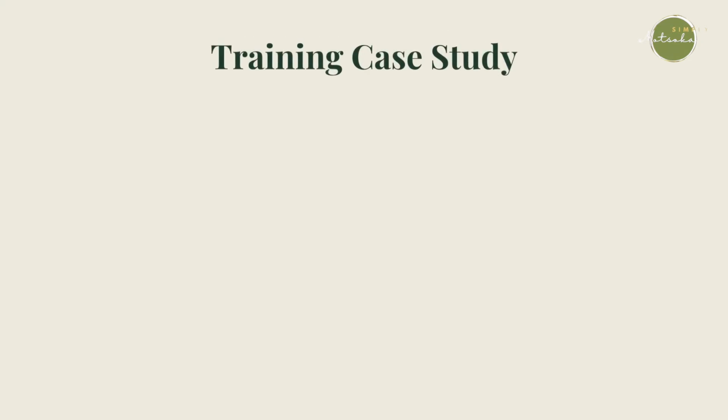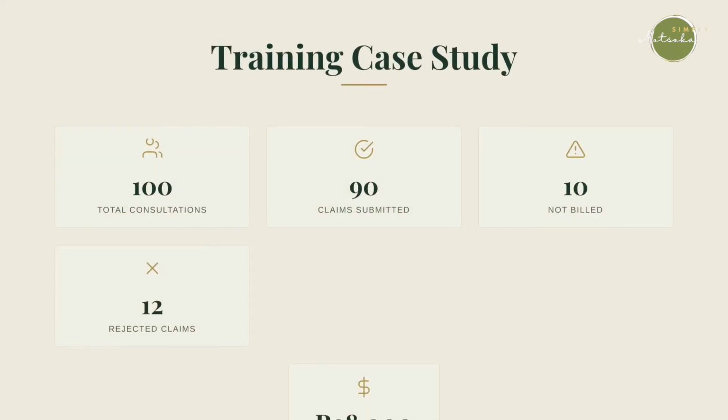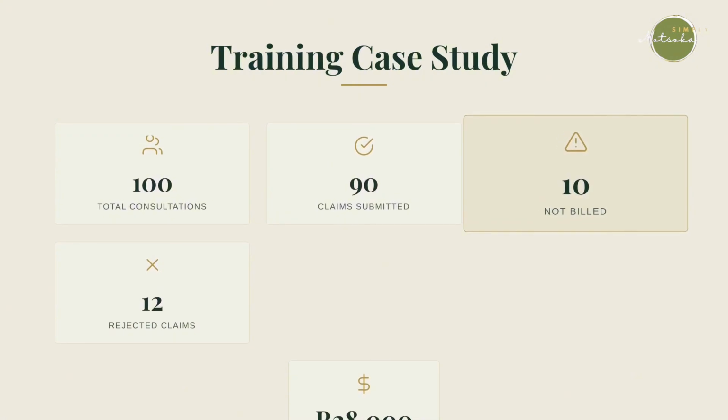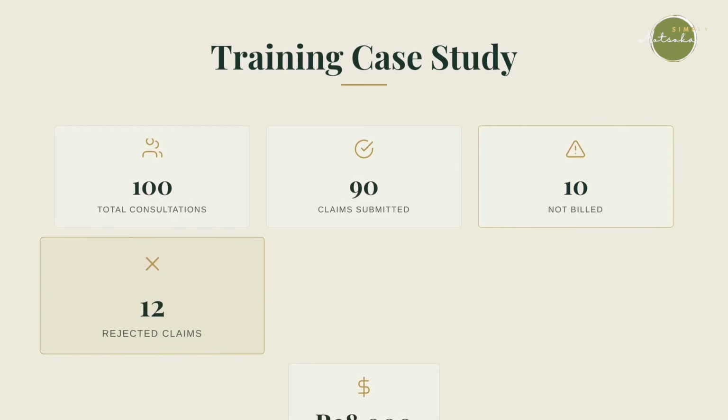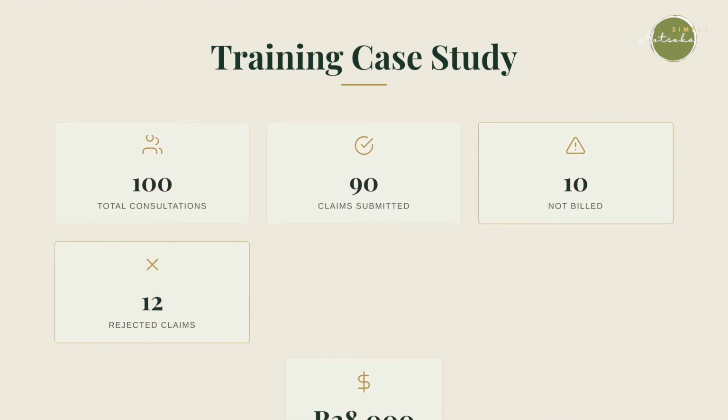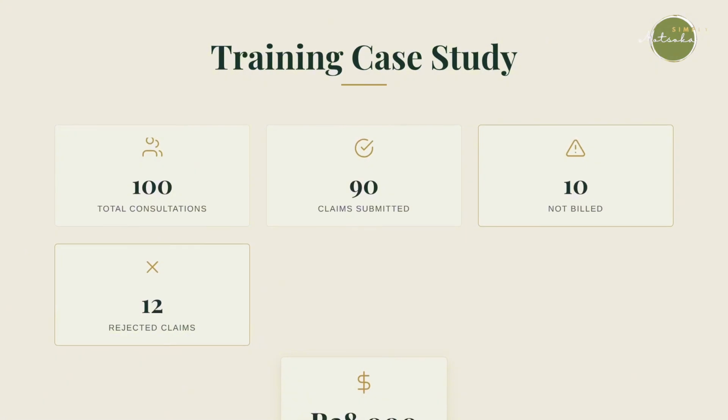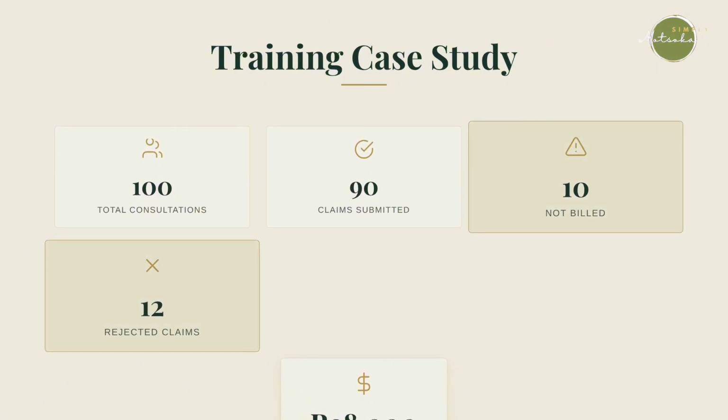Let us look at a short case study. A GP practice saw 100 patients during the week. Only 90 claims were created. Out of the 90 submitted claims, 12 were rejected. At the end of the month, the doctor believed that the practice simply had a slow month, but the real problem was poor billing control. A professional medical biller would identify the 10 unbilled consultations, investigate the 12 rejected claims, correct the errors, and follow up payment. This is why good medical billing creates visibility. What were the two biggest problems in this example? 10 consultations were not billed and 12 rejected claims were not followed up.